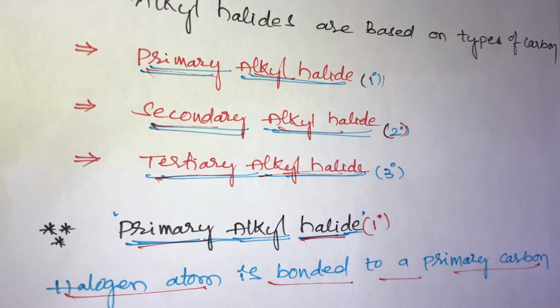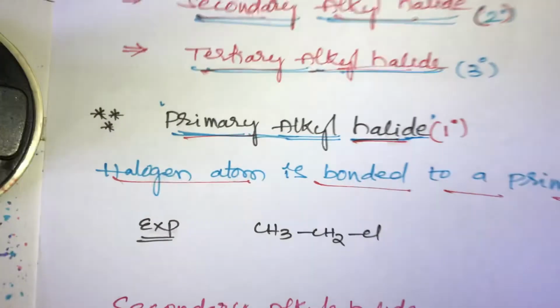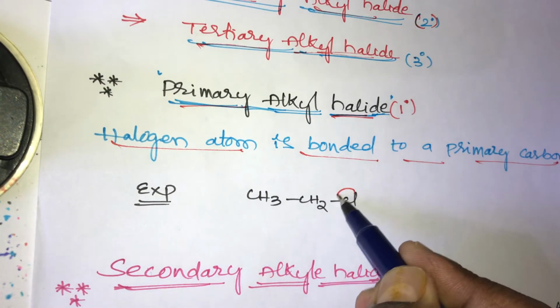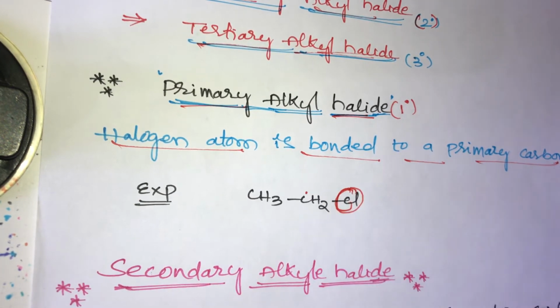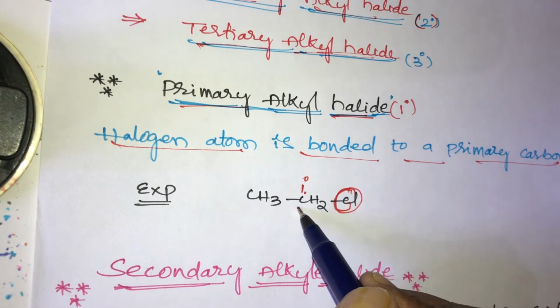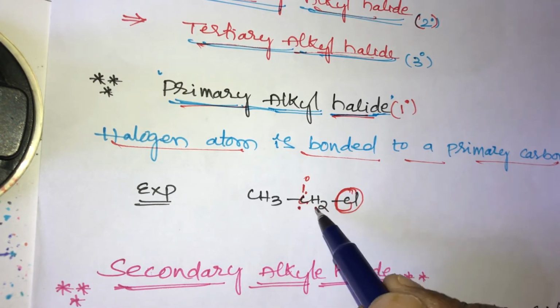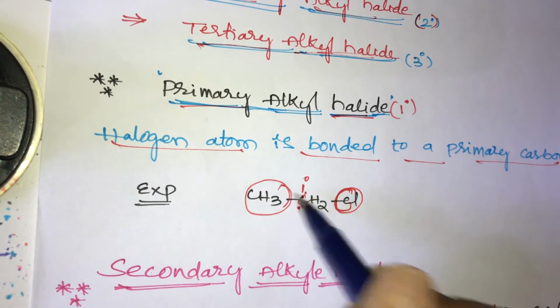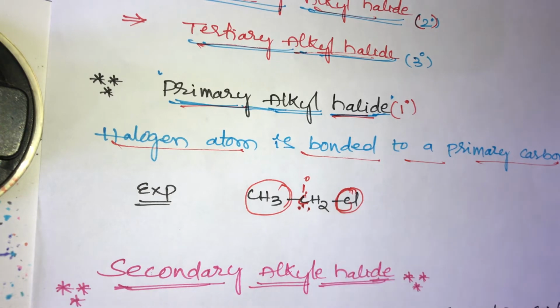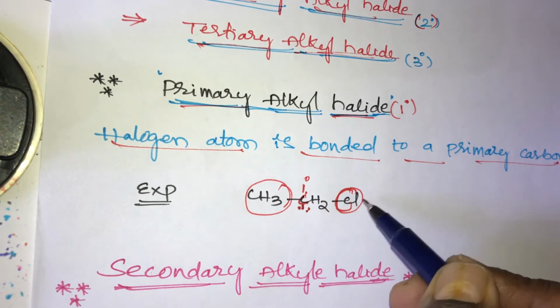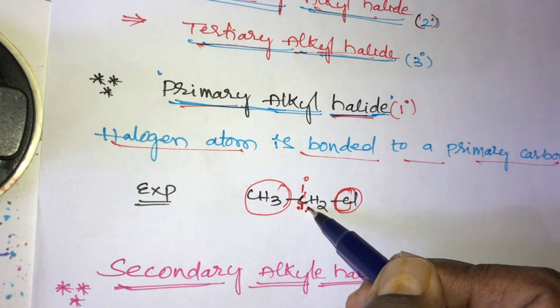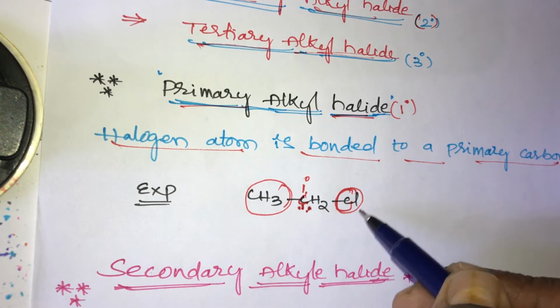Now take the example of ethyl chloride. This halogen atom is attached to a primary carbon. This is the primary carbon, called 1 degree carbon. Why? Because this carbon is bonded with only one other carbon. So that's why it is called primary carbon. This halogen is attached to this carbon, so that's why it is called primary alkyl halide.